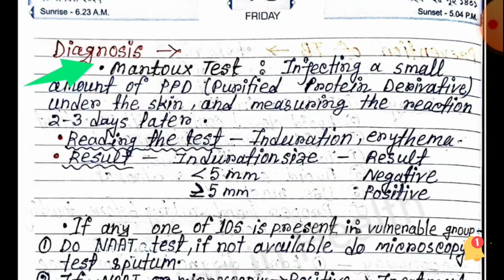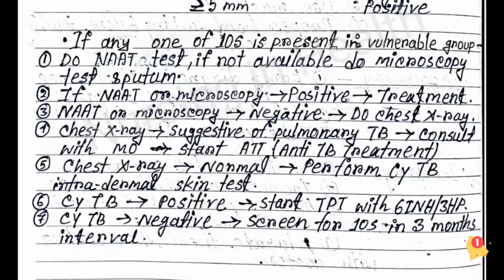Now we will learn, if any one of the 10 S is present in a vulnerable group, how we start the diagnostic procedure. If NAT test is available, do the NAT test. If not available, do microscopy test of sputum. If NAT or microscopy test is positive, start anti-tuberculosis treatment. If NAT or microscopy is negative, do chest X-ray. If chest X-ray is suggestive of pulmonary TB, consult with the MO and start anti-TB treatment.